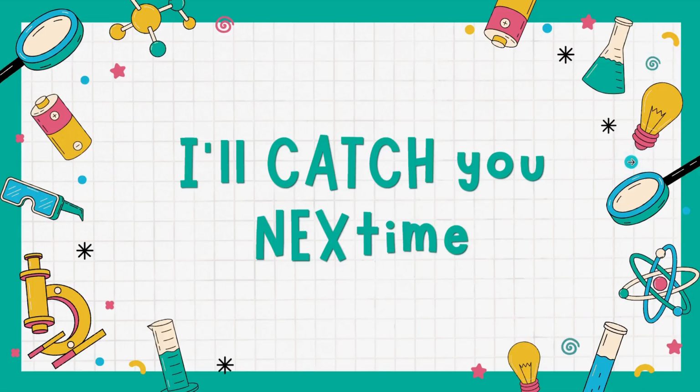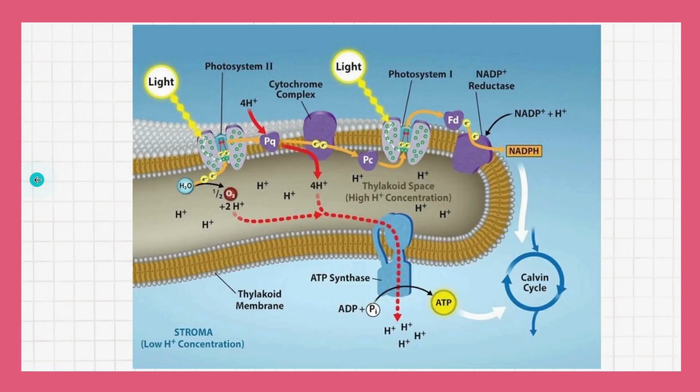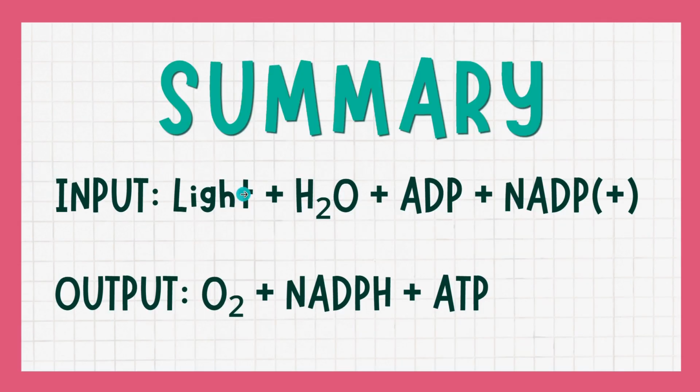So, in short summary, the input is the light, water, ADP, and NADP plus. The output is oxygen, NADPH, and ATP.